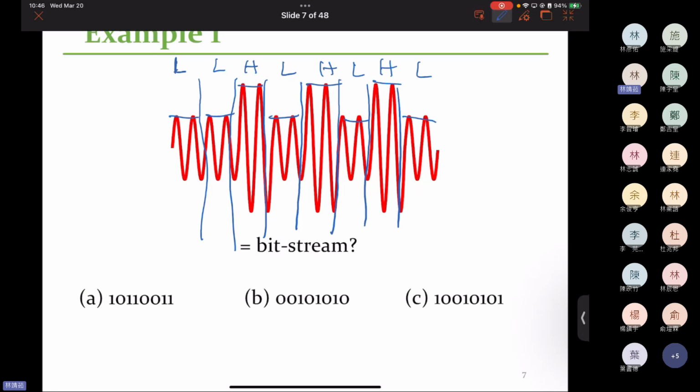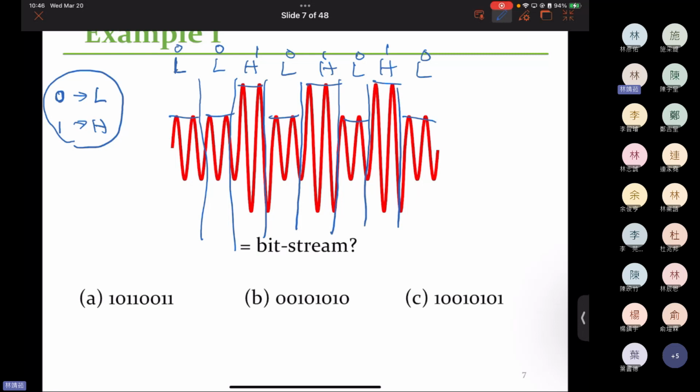Then if we try to embed bit pattern 0 in the low pattern and bit 1 in the high pattern, we can easily get 0, 0, 1, 0, 1, 0, 1, 0, right? So even if I don't give you this conversion mapping, you can still infer this bit pattern will probably be 0, 0, 1, 0, 1, 0.